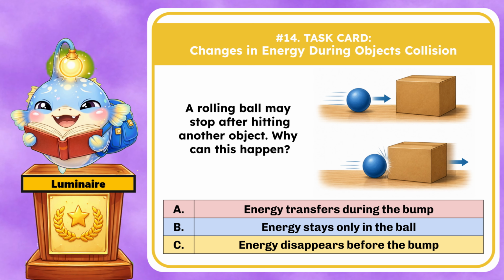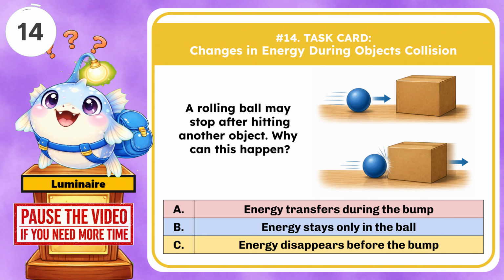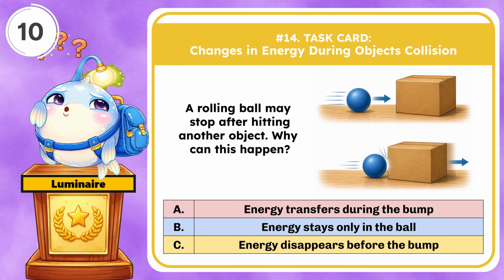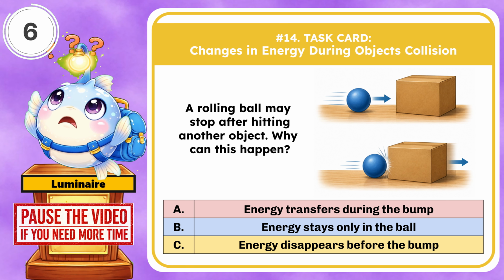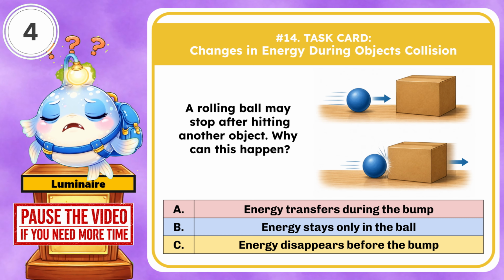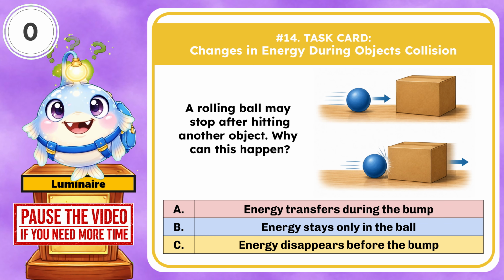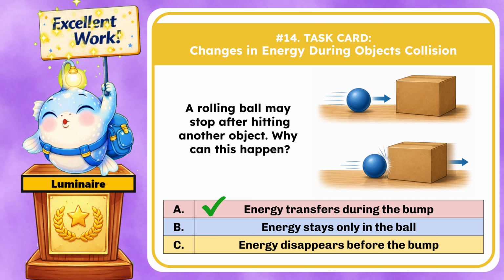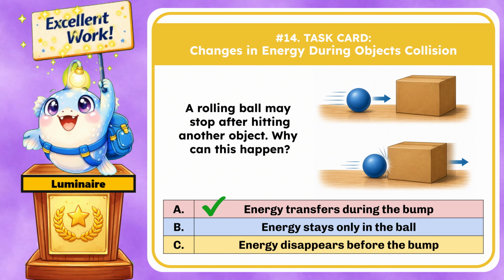A rolling ball may stop after hitting another object. Why can this happen? And the correct answer is letter A. Energy transfers during the bump.